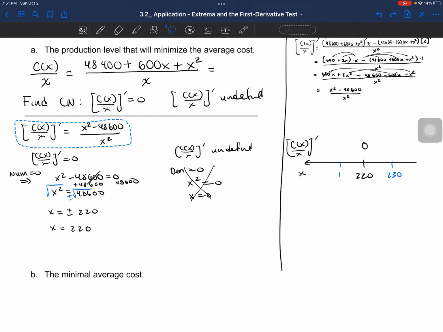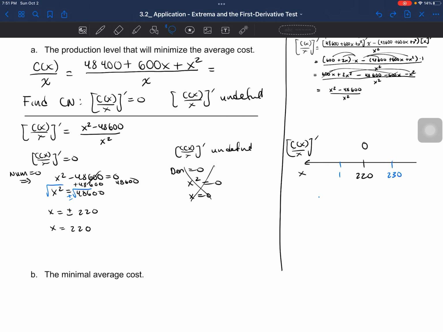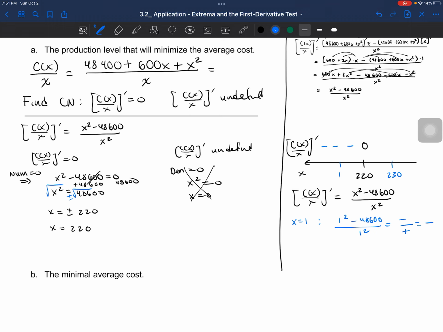So here we go. We're going to try plugging in x equals 1. And I chose 1 because that's an easy value to plug in. So it'll be 1 squared minus 48,600 over 1 squared. That's going to give us a positive number on the denominator, but on the top is going to give us a negative number. So that'll be negative over positive, which is negative.